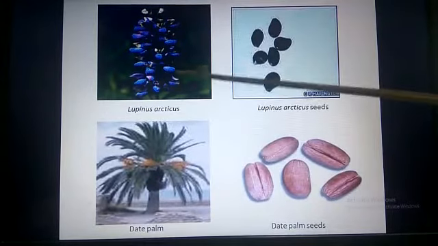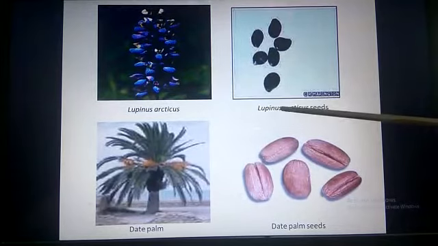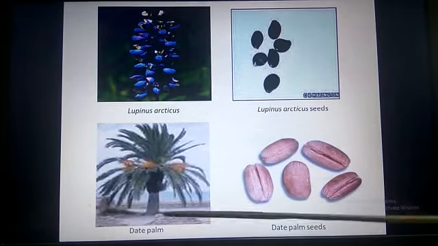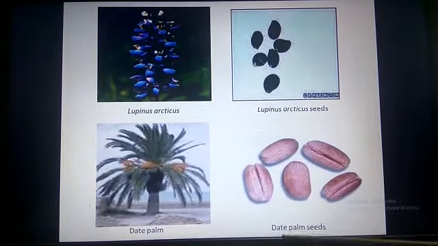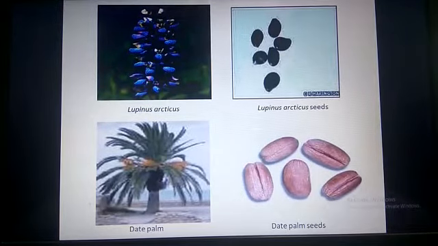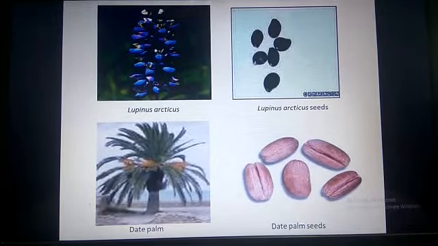So this is the Lupinus arcticus flower, and these are the Lupinus arcticus seeds that can remain dormant for 10,000 years. And below is the plant of date palm, and these are the date palm seeds that remained dormant for 2,000 years.